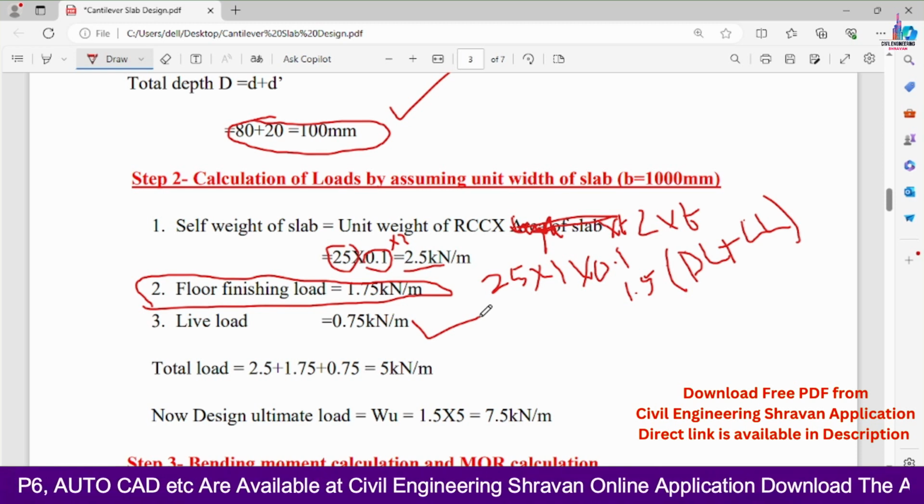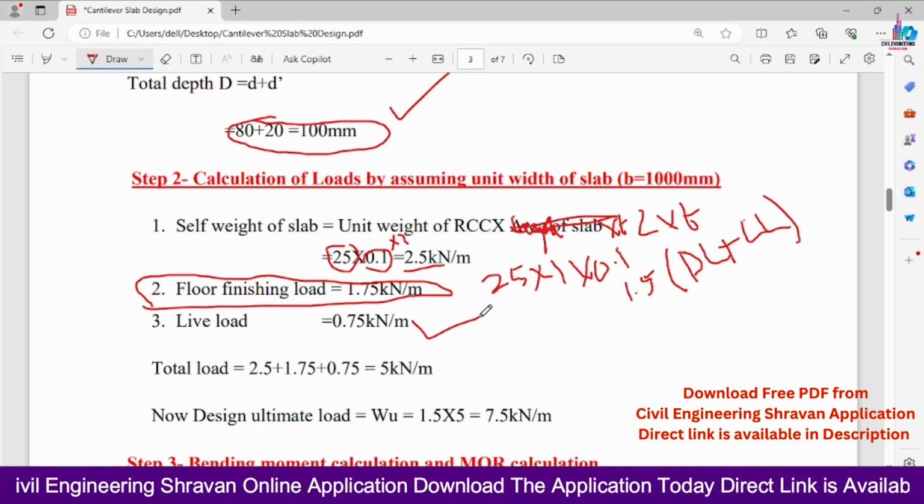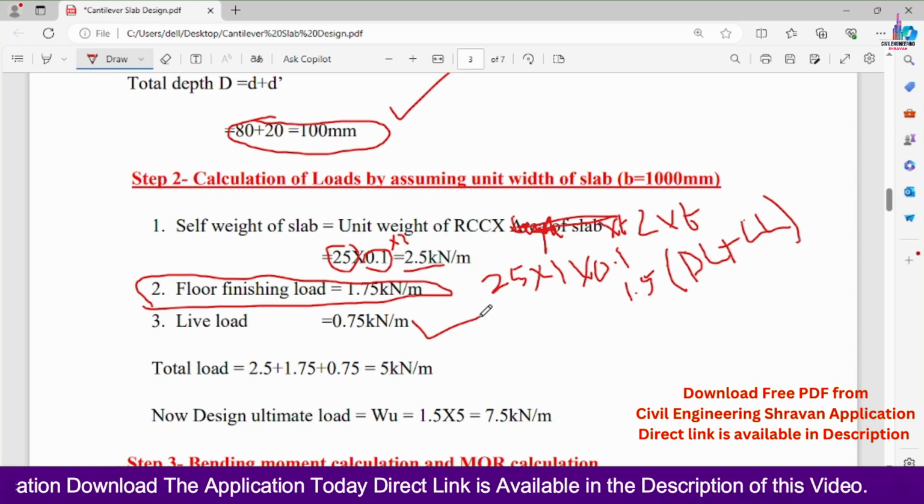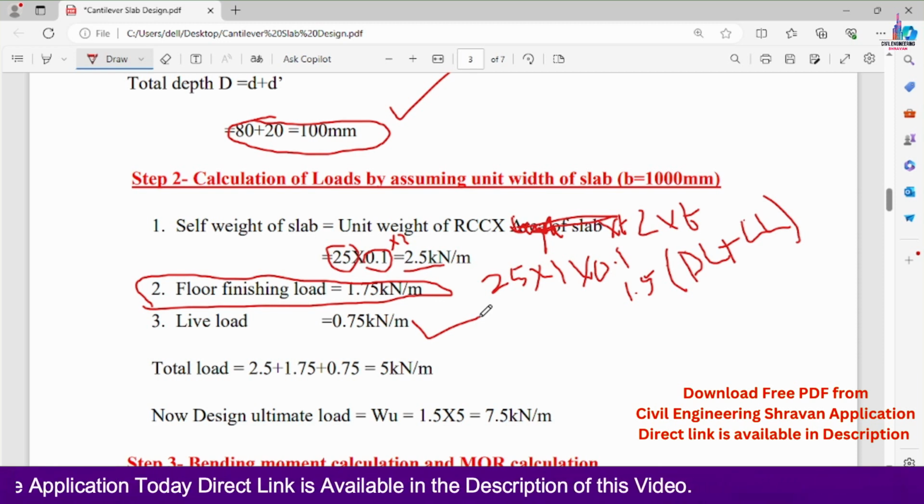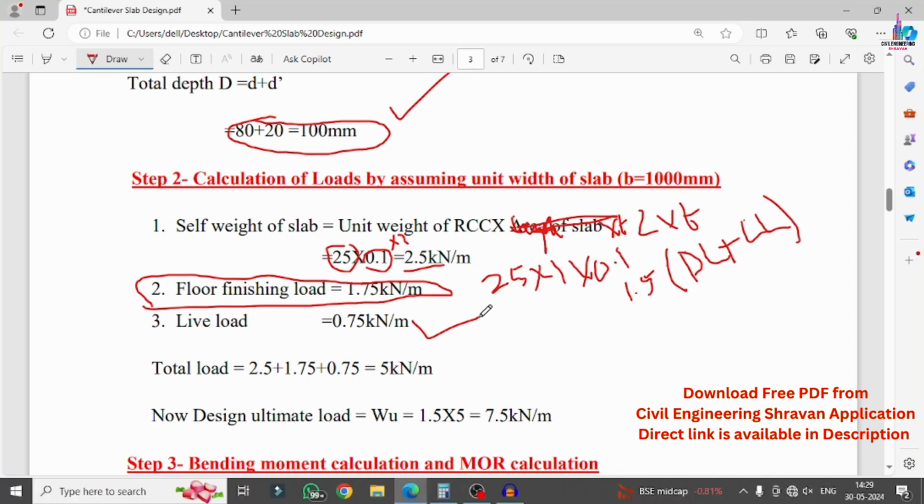Now the total load equals 2.5 plus 1.75 plus 0.75, which is approximately equal to 5 kilonewton per meter. This 5 kilonewton per meter is the load acting on that particular slab section. But we have to consider an extra 50% of the load as per safety. That comes under your ultimate load. When you apply the ultimate loading condition on that particular slab, obviously the slab will develop cracks in that section.